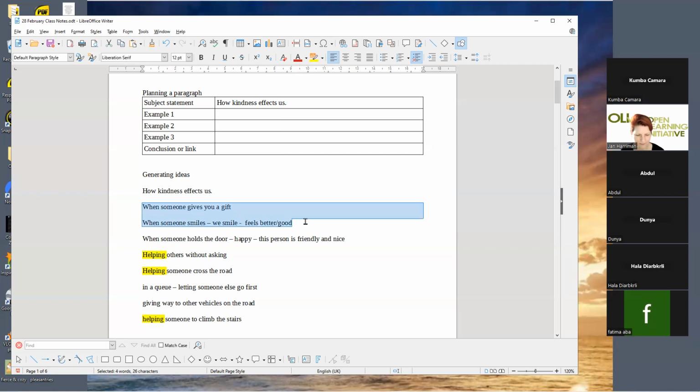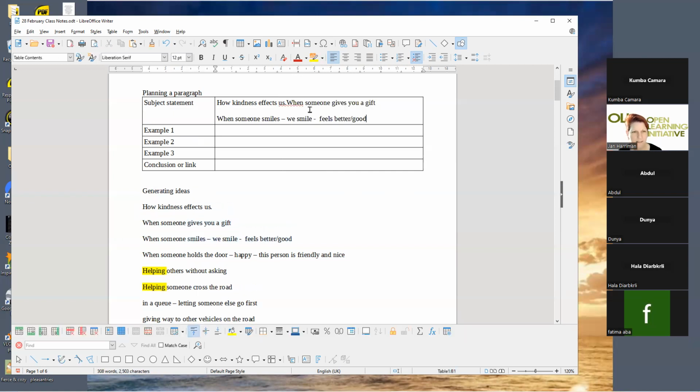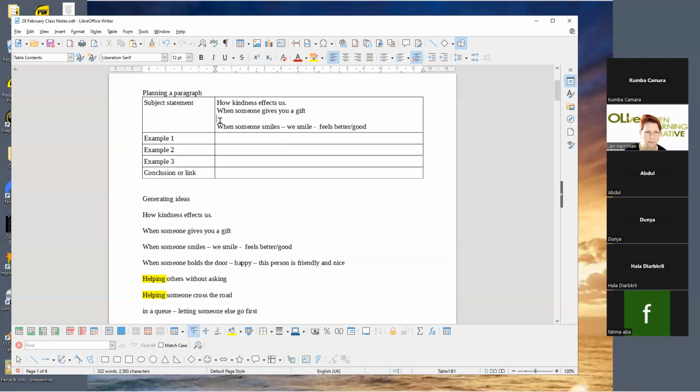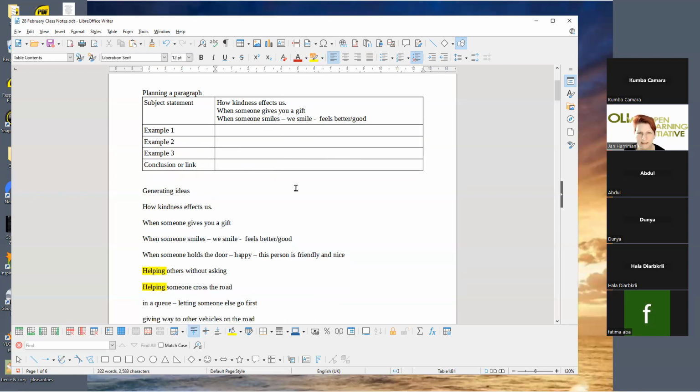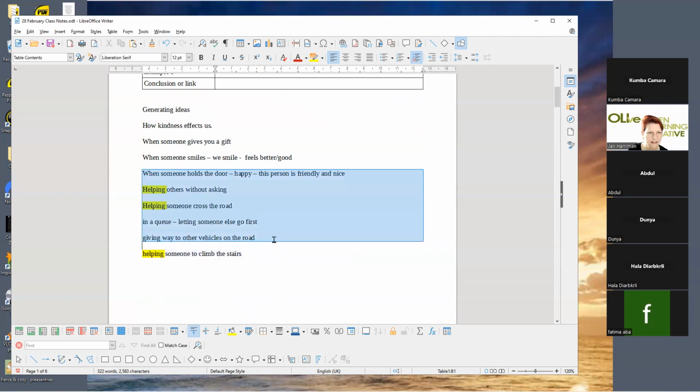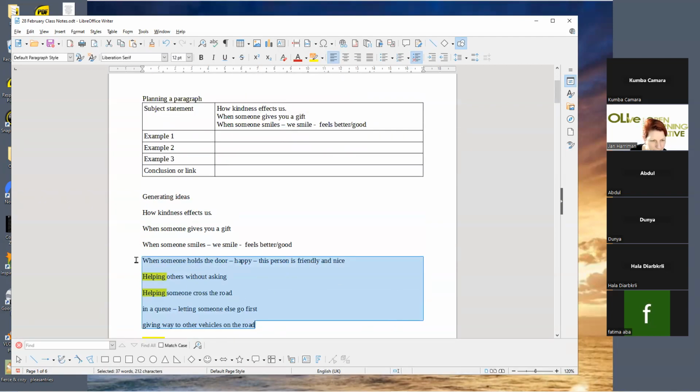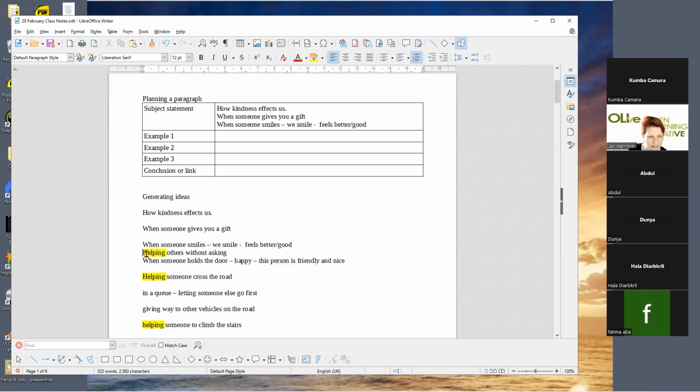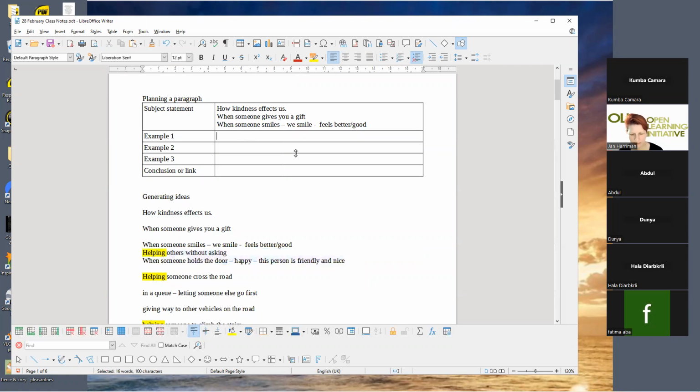Yeah. So we can pop these up here because we can use those to build our opening sentence. And then these can become, I'm just going to move this up above. There we go. There's our beginning.